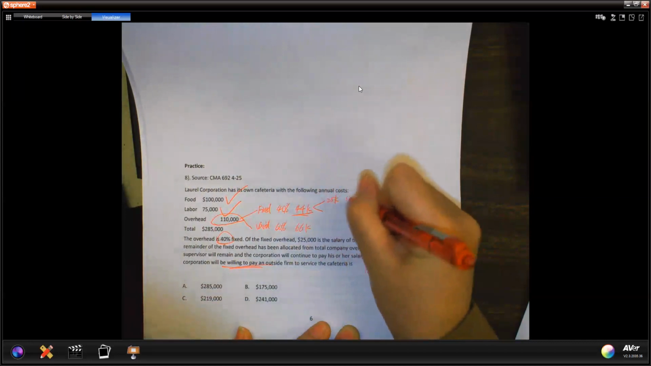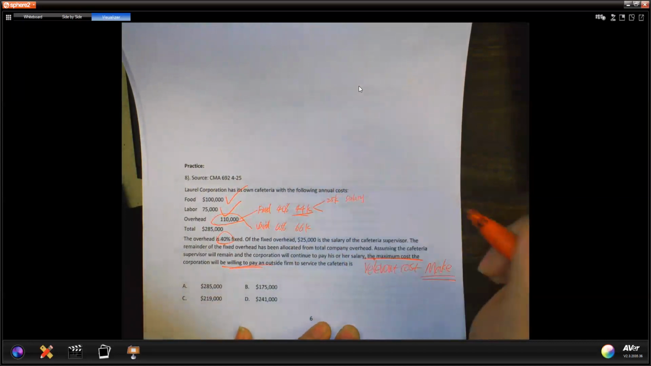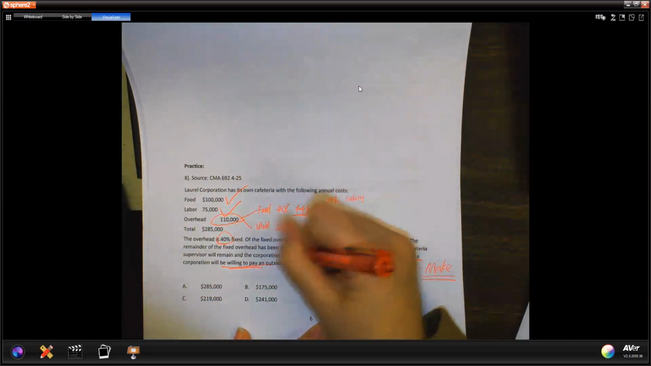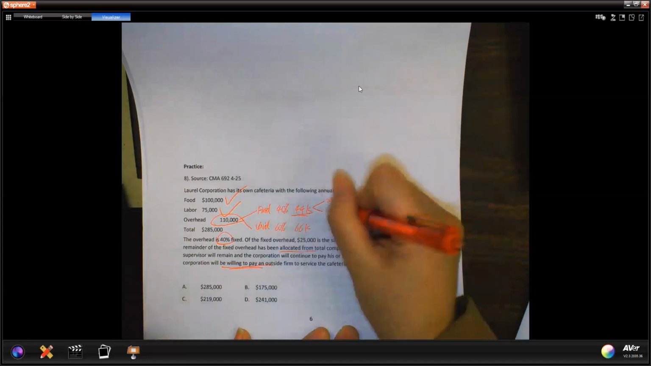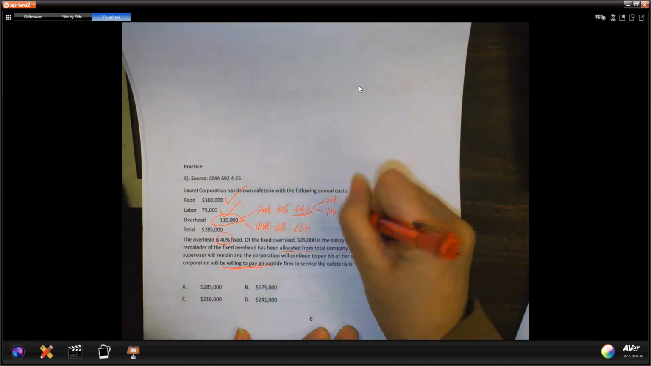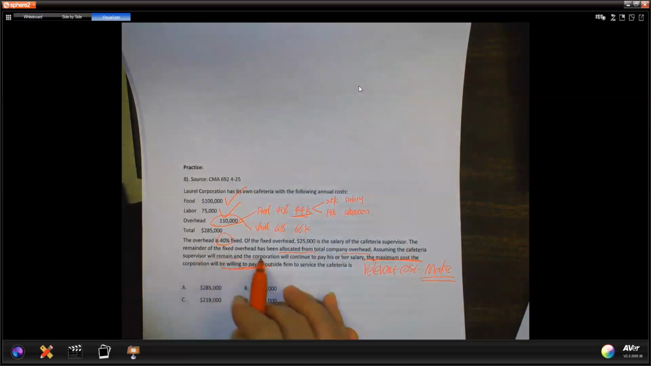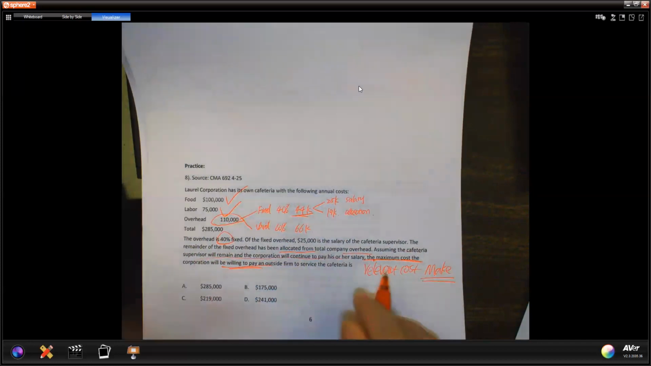It also tells you that out of the fixed cost, 25,000 is the salary, and the remainder, 19,000, is the allocation from total company overhead. It said the supervisor will still remain and the company will continue to pay. So the way to solve it is we just look at the relevant information, which is food, labor, and then variable overhead. If you add those three, you should be able to get this answer.